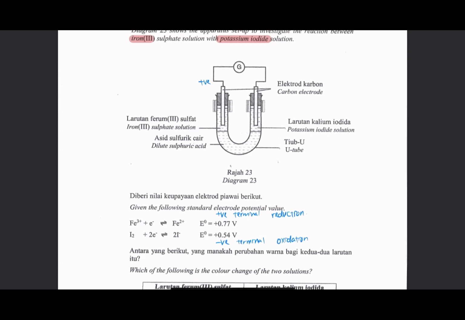Positive terminal. Reduction. So the iron(III) ion will be reduced to become iron(II) ion. Meanwhile, the oxidation happens over here. The iodide will be oxidized and become iodine.